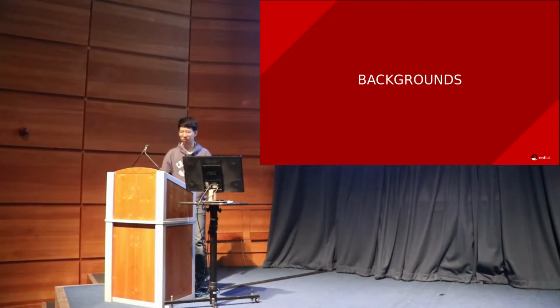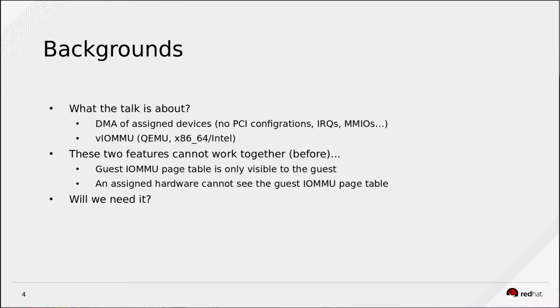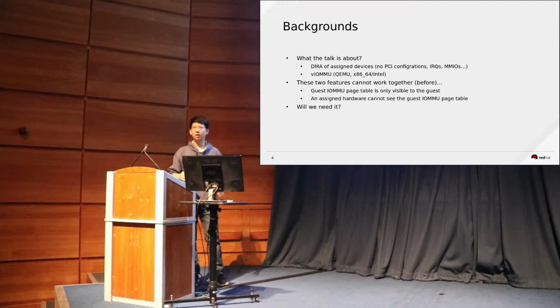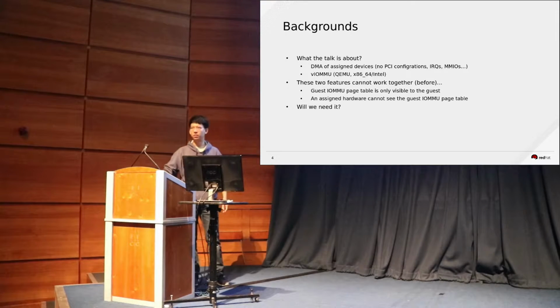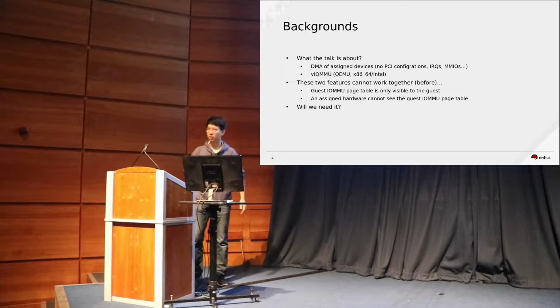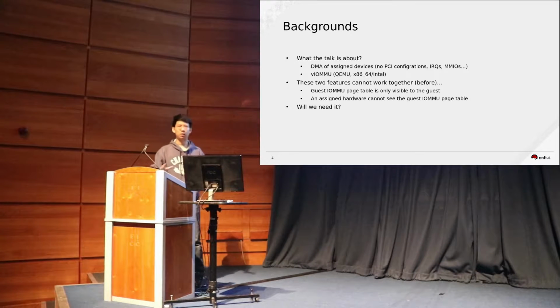So I'll give a very quick background. What is this talk about? It is about device assignment, of course, but only the DMA part of it, because we know that device assignment can contain many things like interrupts, MMIO, and configuration spaces. In this talk, I'm only going to cover the DMA part, because we are only talking about things with an IOMMU inside.